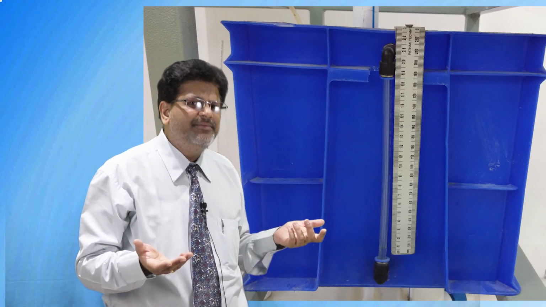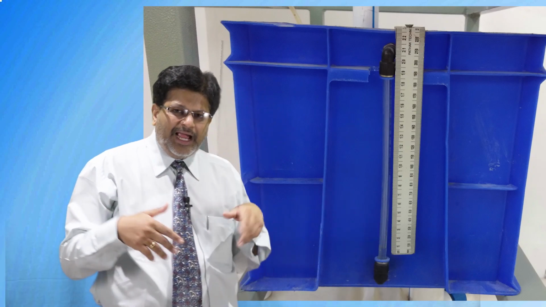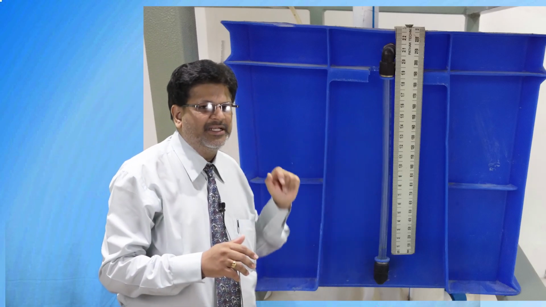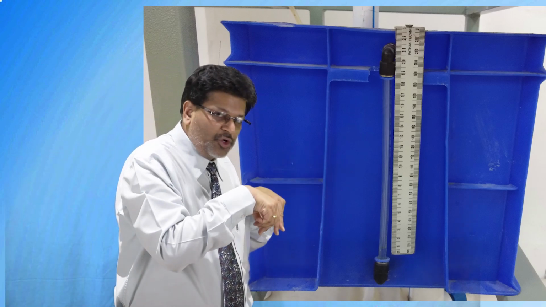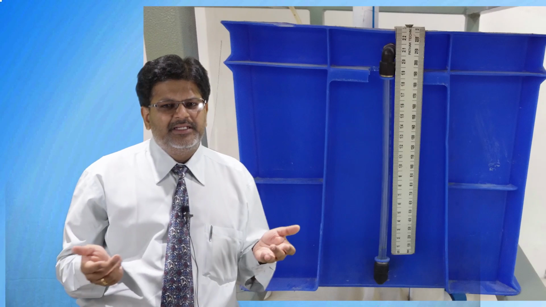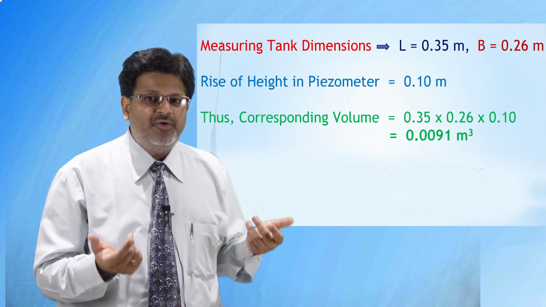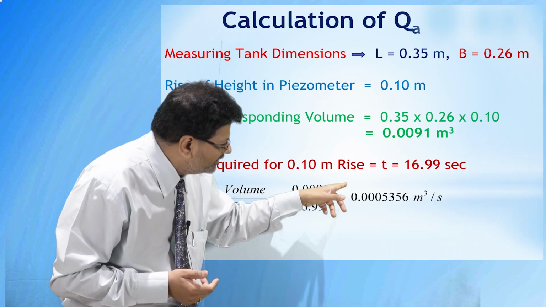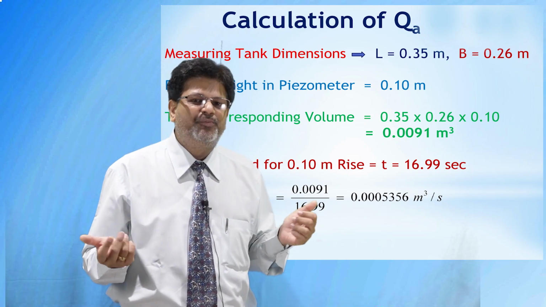So we will start counting the measurement of time when the water level in the piezometer is at 5 centimeter, and we will stop counting time when the level rises and reaches up to 15 centimeter. So the difference of height is 10 centimeter. So the cross sectional area multiplied by this 10 centimeter, converted into equivalent metric units, you will get the volume of water collected in the specified time in terms of meter cube. Now the actual discharge Q actual is obtained by dividing this volume by the time required for collection of this volume. That will give us the discharge or flow rate in meter cube per second.